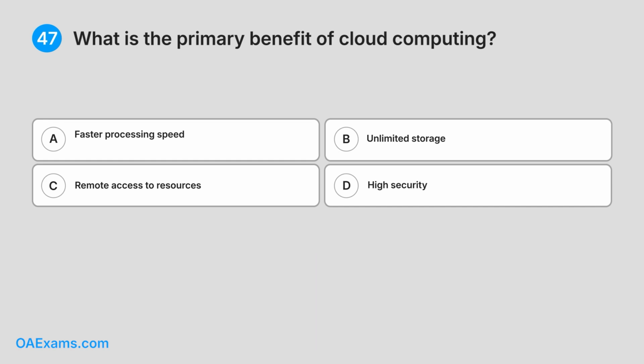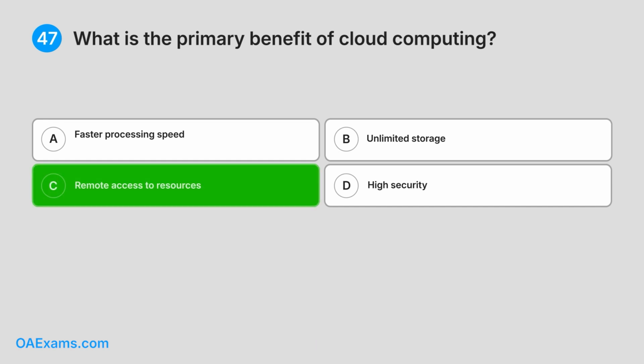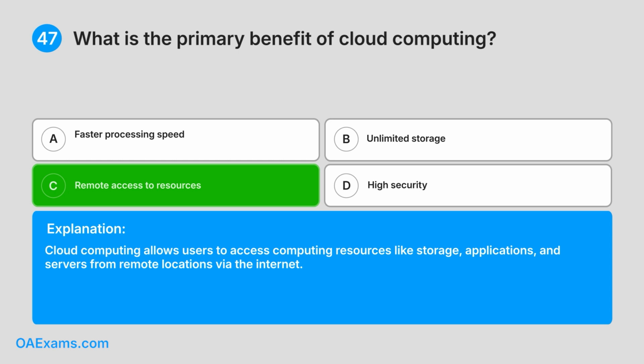Correct answer: C. Remote access to resources. Explanation: Cloud computing allows users to access computing resources like storage, applications, and servers from remote locations via the internet.